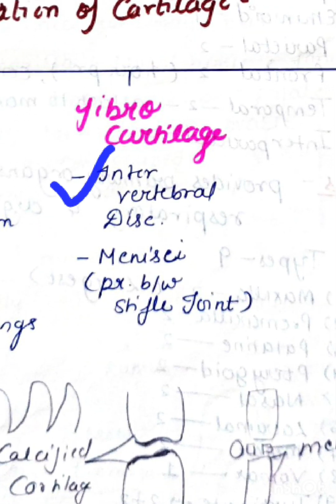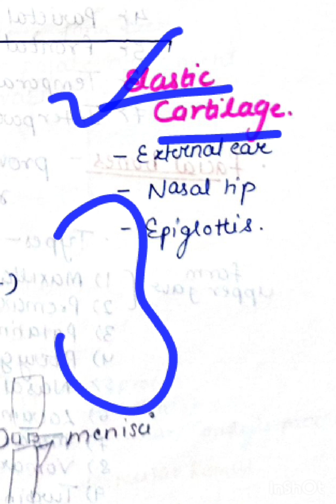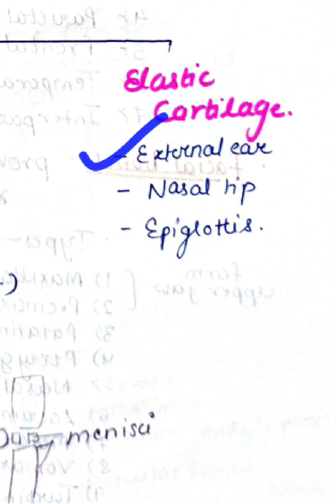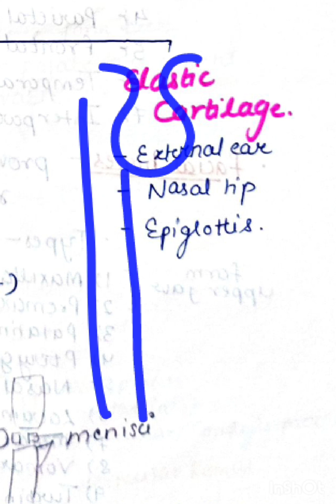The second one is fibrocartilage. Intervertebral discs are made up of fibrocartilage, and the menisci present in the stifle joint are also made up of fibrocartilage. Elastic cartilage is the most elastic in nature. For example, our external ear, which is very elastic, is made up of elastic cartilage, as are the nasal tip and the epiglottis. The epiglottis is present between the food pipe and the windpipe.